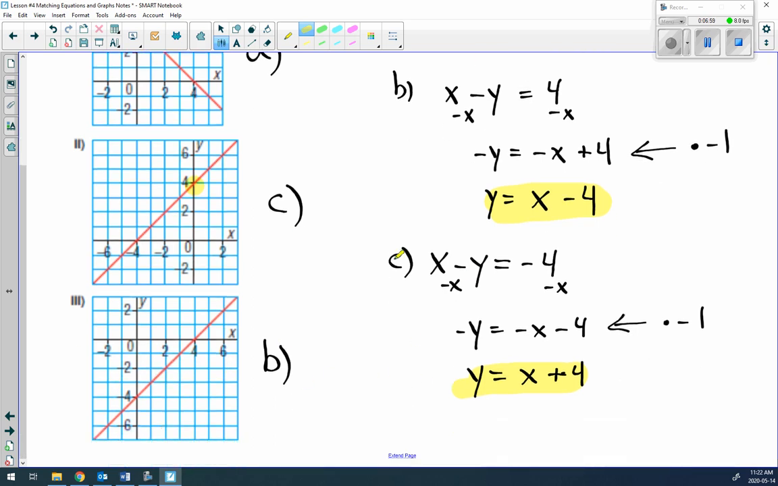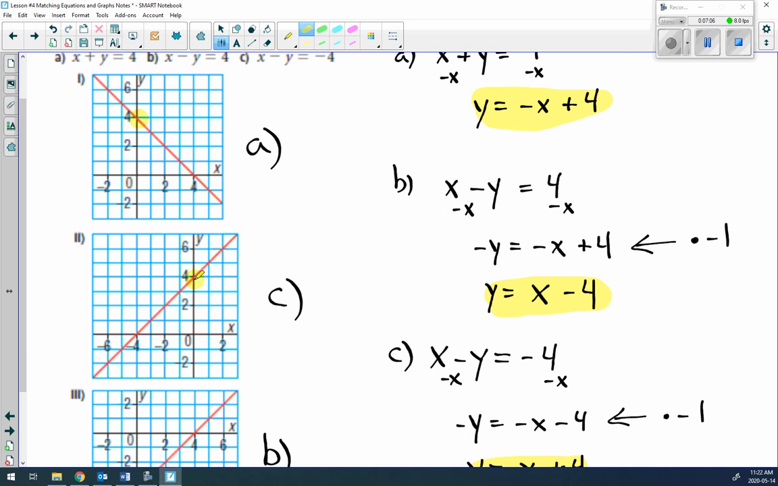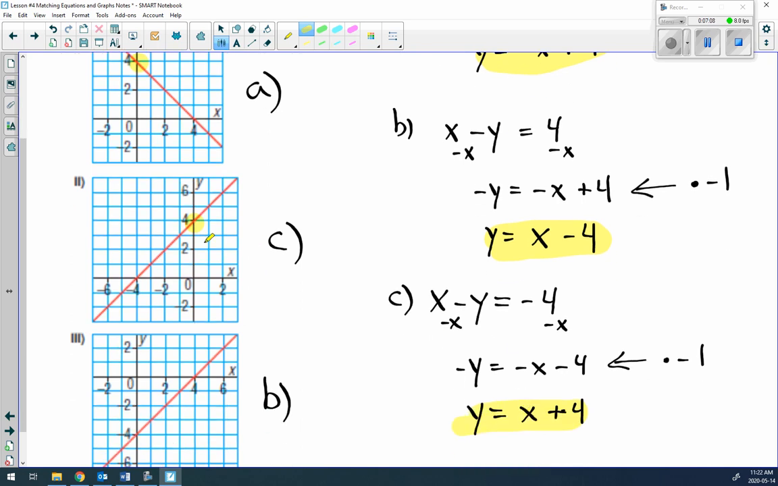And by default, that has to be C, but let's double check. So y equals x plus 4. Okay, y-intercept is positive 4. Slope is positive 1, means up 1 over 1, up 1 over 1. Yeah, so that has to be C. But it works out. So even though the default one is, oh, the other two are taken, that has to be the last one, you should always double check to make sure that you've done it correctly.